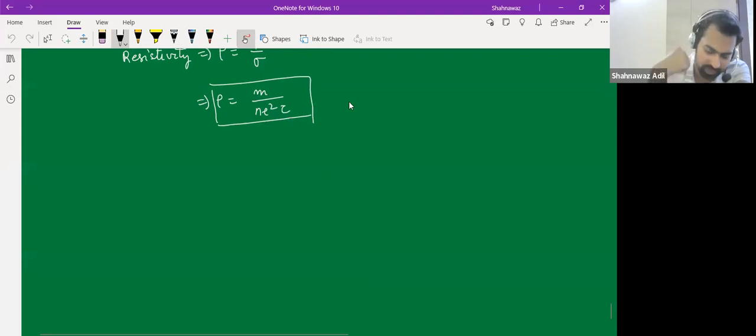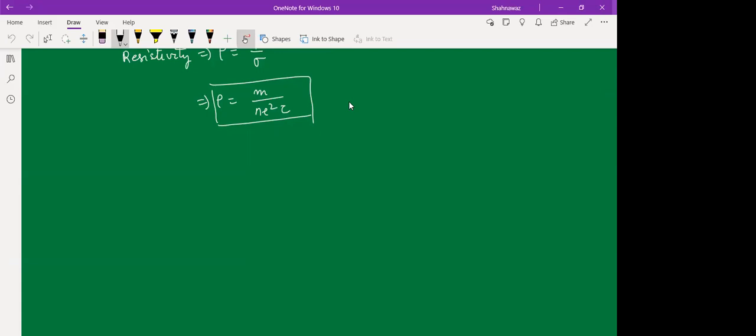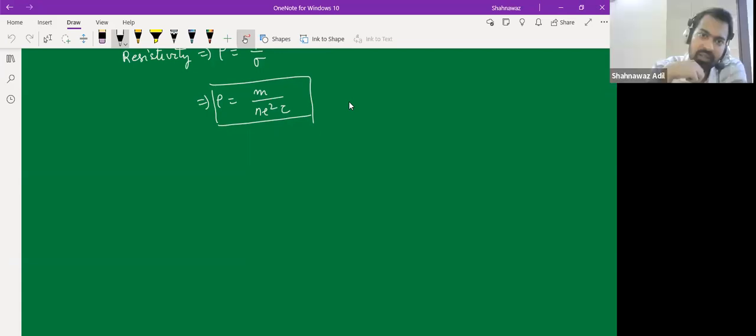And this tau is what, guys? Relaxation time. Yeah, so this is the relaxation time between the collisions, right? So the time between the collisions. So if I increase the temperature, what will happen to the relaxation time? Will we get more relaxation time or will we get less relaxation time? What will we get?